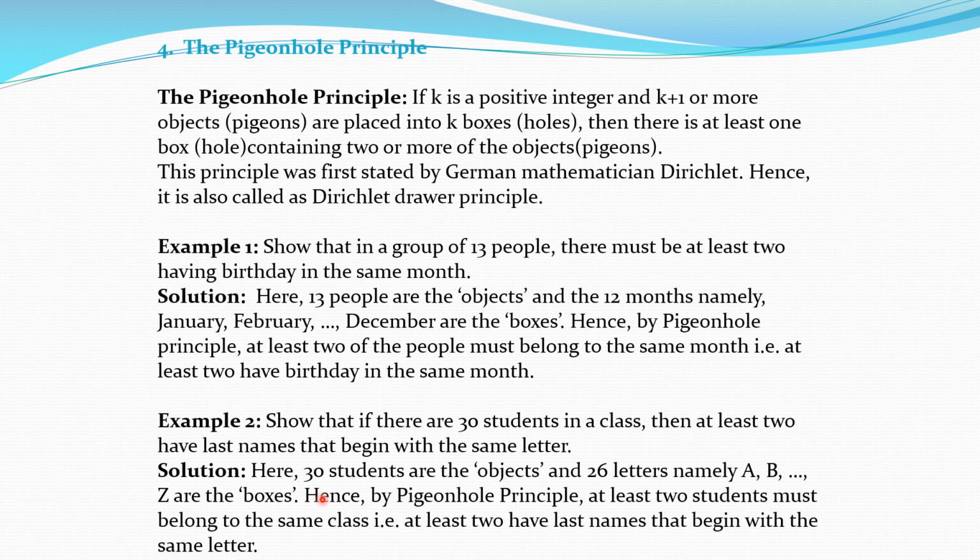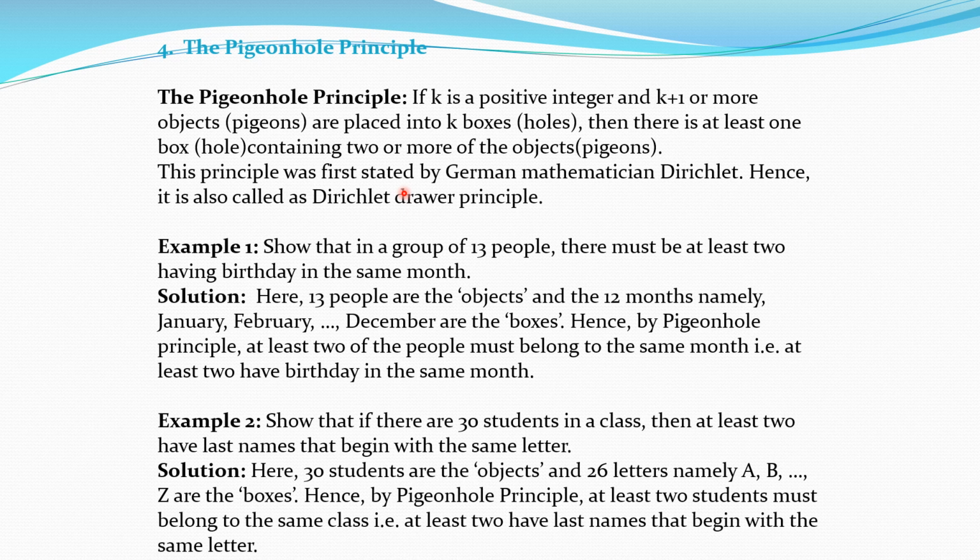See the statement. If k is a positive integer and k plus 1 or more objects or pigeons are placed into k boxes or holes, then there is at least one box or hole containing two or more of the objects, that is, pigeons. This principle was first stated by German mathematician Dirichlet. Hence, it is also called the Dirichlet-Broer principle.